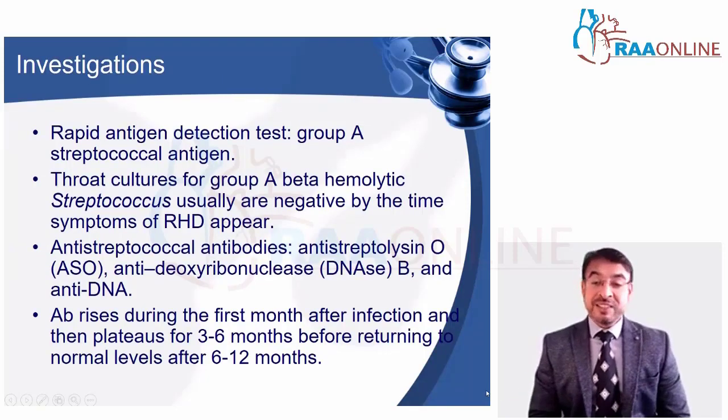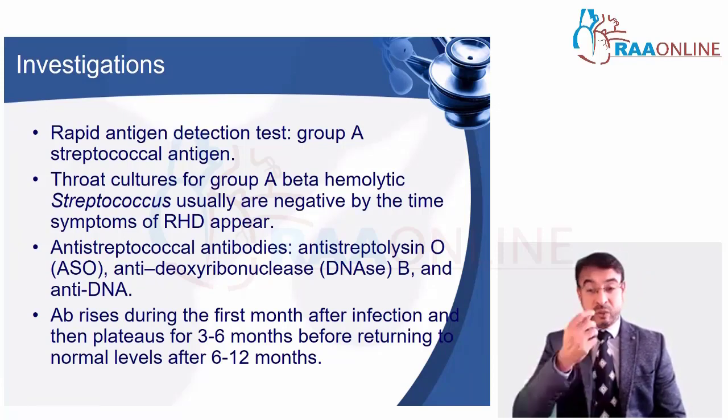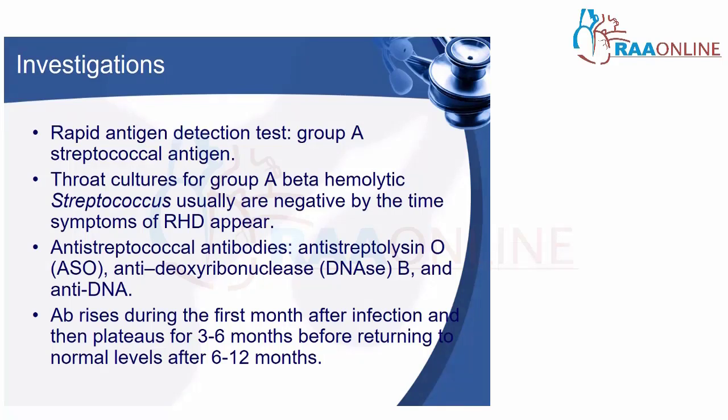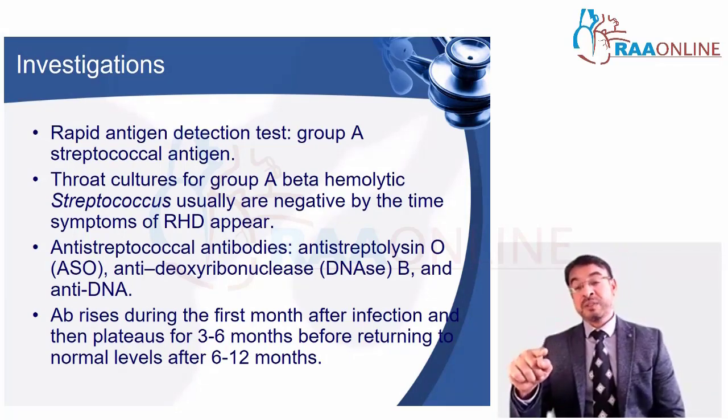So the investigations, I've touched a little bit on this before. You have to do a group A streptococcal antigen, throat culture, and then check for the antibodies: ASO titer, anti-deoxyribonuclease B, and anti-DNA. All these antibodies will rise immediately, stay on for 3 to 6 months, and come down in 6 to 12 months.